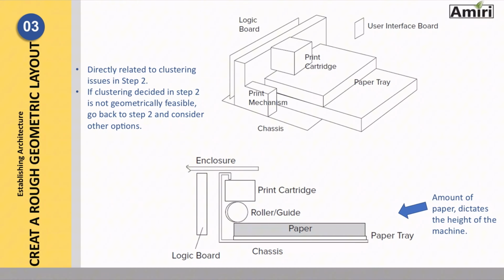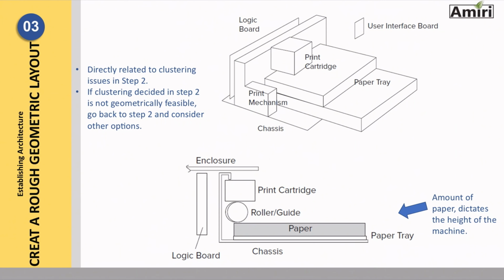Next is to create a rough geometric layout. A geometric layout can be created in 2-dimensional or 3-dimensional. It could be drawings, computer models, or physical models made out of cardboard or foam, for example. This image here shows a geometric layout of the DeskJet printer, showing the major chunks.